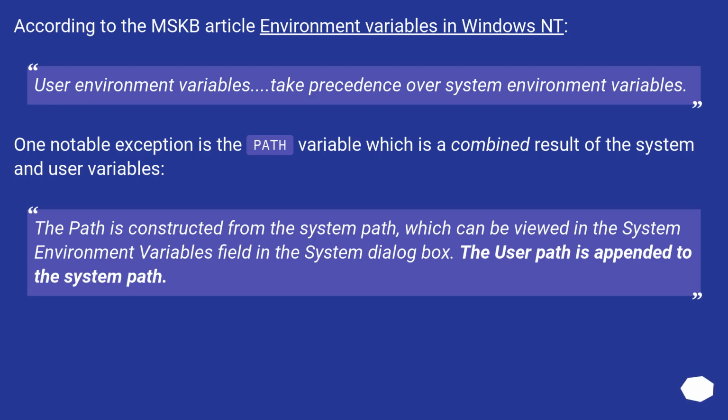According to the MSKB article Environment Variables in Windows NT, user environment variables take precedence over system environment variables. One notable exception is the path variable, which is a combined result of the system and user variables. The path is constructed from the system path, which can be viewed in the System Environment Variables field in the System dialog box. The user path is appended to the system path.